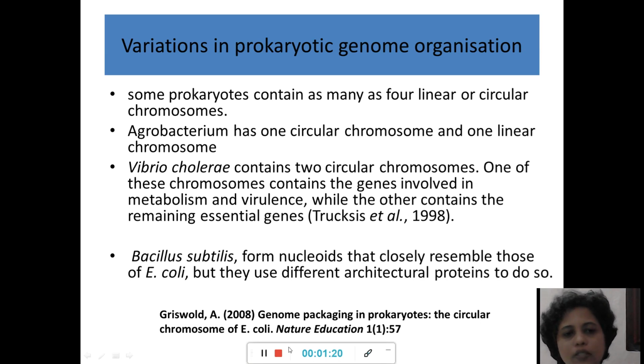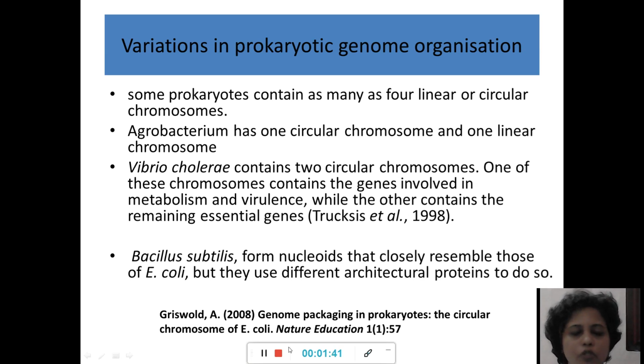Then if you consider Vibrio cholerae, it is the causative agent of the disease called cholera. Here it has two circular chromosomes. Same as in Agrobacterium, it has two chromosomes, but both of them are circular.